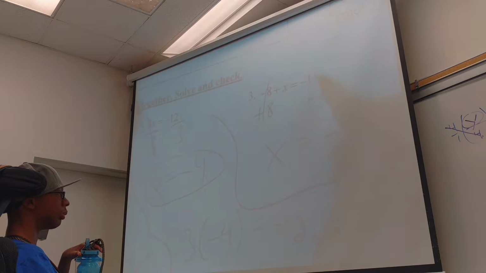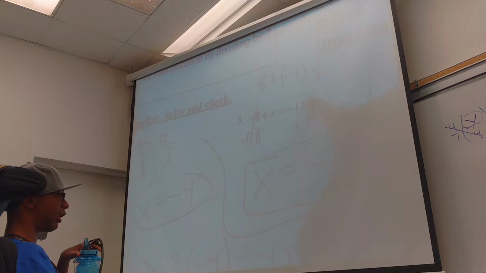Negative 3. And again, if you have any trouble with that, if I owed you $11 and I found $8, I can pay you, but I still owe you $3. $3 more, and I'll be all right. Yes, and if I want to check it real quick, negative 8 plus negative 3 is what? Negative 11, so it checks.